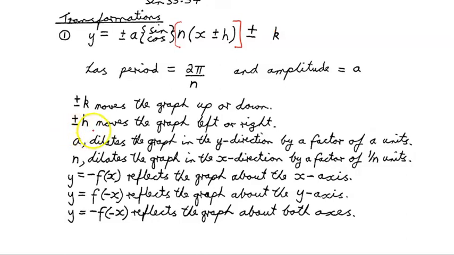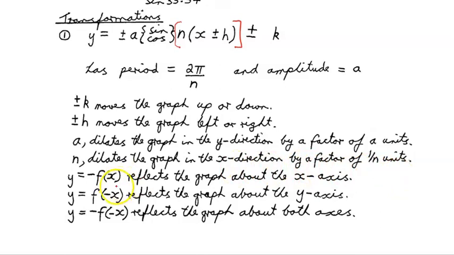Plus or minus h moves the graph left or right: minus h moves it to the right, plus h moves it to the left. A dilates the graph in the y direction by a factor of a, so it stretches in the y direction. N dilates the graph in the x direction by a factor of 1 on n, with x being the horizontal direction, the domain, the argument, and y the vertical, the range, the codomain.